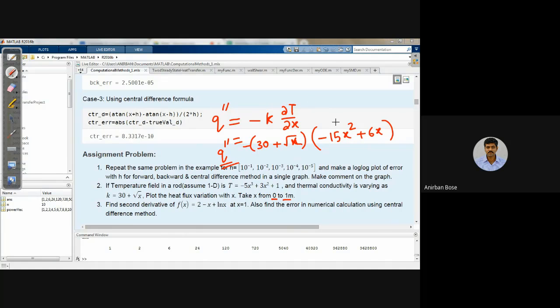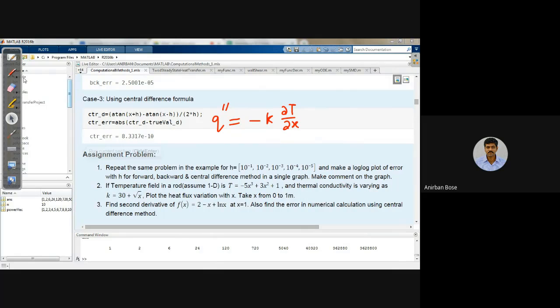So this is the analytical calculation, a simple calculation, not a numerical calculation. Now, numerically, if we want to do that, we have to calculate this first derivative dT/dx by the forward difference, backward difference, or central difference formula. So which formula should we use?